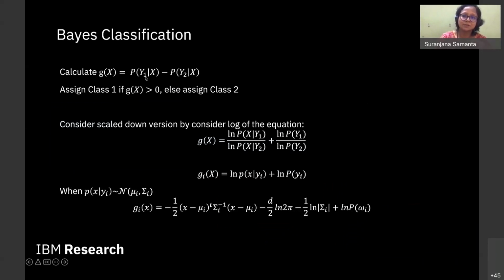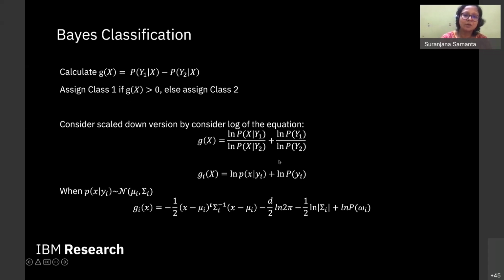This is a case of a binary classifier where we have two classes, y1 and y2. And here we are interested in calculating the decision boundary. So let's say G(x) is our decision boundary. What happens in a decision boundary? The probability of class 1 and probability of class 2 are both equal. So if we take the difference of the posterior of class 1 and class 2, this should give 0 on the decision boundary. But in the decision region, if G(x) is greater than 0, it's class 1. That means this posterior is higher, then we assign it to class 1, or else to class 2.